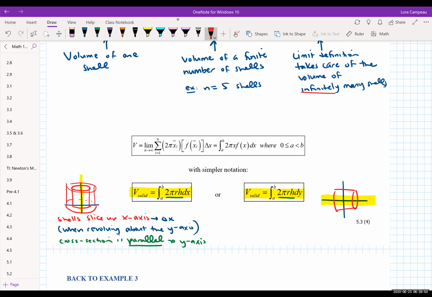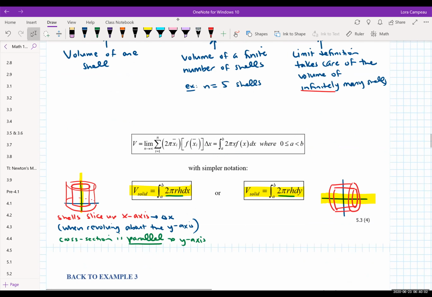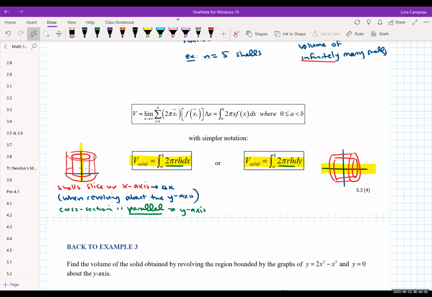So we're seeing it this way, and we can make more if we need to, just so you can see a little better. Here's another shell. Notice that's why I use the book to kind of demonstrate how pretty that would be. But if you look at this a little bit clearly, your shells are slicing up what axis? They will be slicing up the y-axis, and that happens when you're revolving about the x-axis.